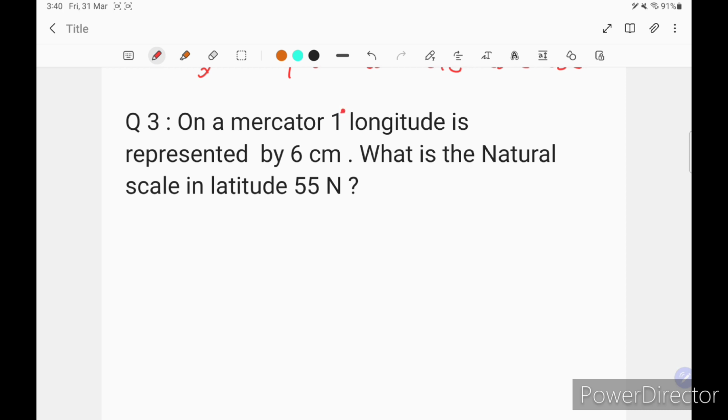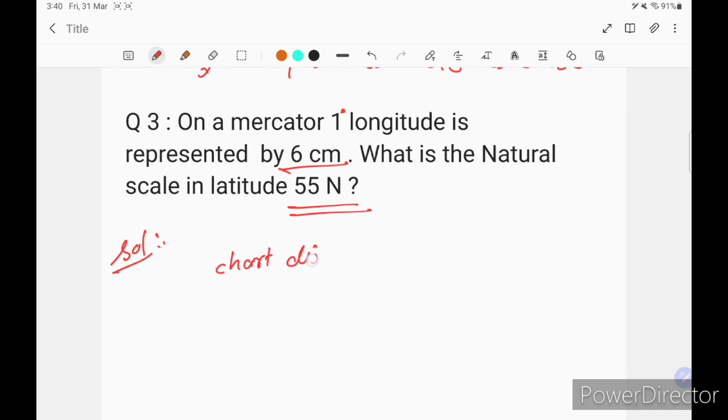So our next question is, on Mercator 1 degree longitude is represented by 6 cm. What is the natural scale of latitude at latitude 55 degrees north? Okay, this is also repeated many times in past examinations. So let's see how we'll solve this question.